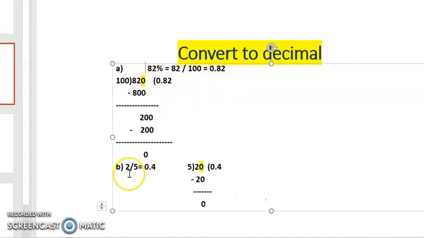Now, next question. 2 by 5 is a fraction. So you do the same thing, divide it. 2 by 5. So how many times does 5 go into 2? It does not go. So you add a decimal point, add a 0. Now it's 20. How many times does 5 go in 20? 4 times. So 5 4s are 20. Now when you subtract, you get 0. So finally you've got your answer, which is 0.4. So this was converting to decimal from percentage and from fraction.